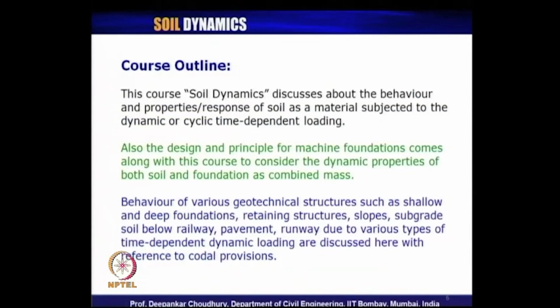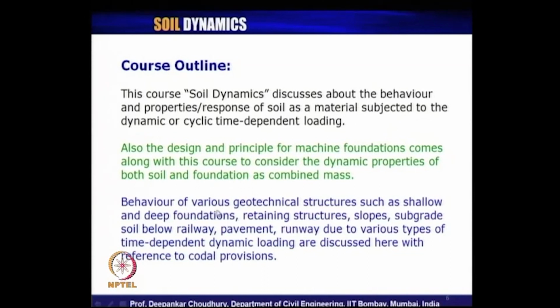The course outline is prepared in such a way that this course on soil dynamics will discuss the behavior, properties and response of soil as a material which is subjected to dynamic or cyclic time dependent loadings. Also, we will see the design and principles for machine foundations in this course, to consider the dynamic properties of both soil and foundation as a combined mass system.